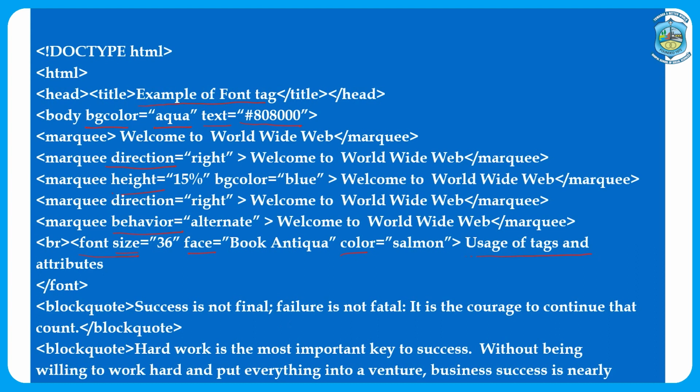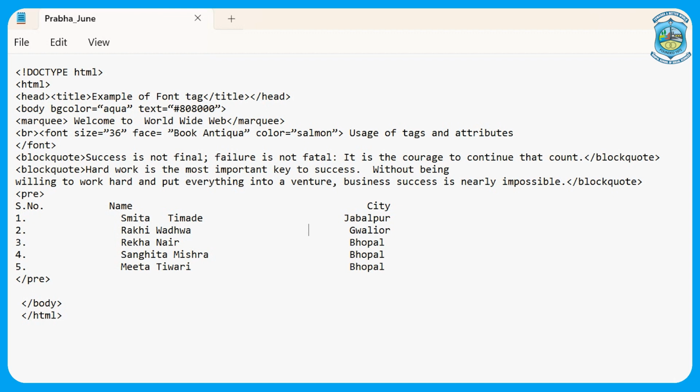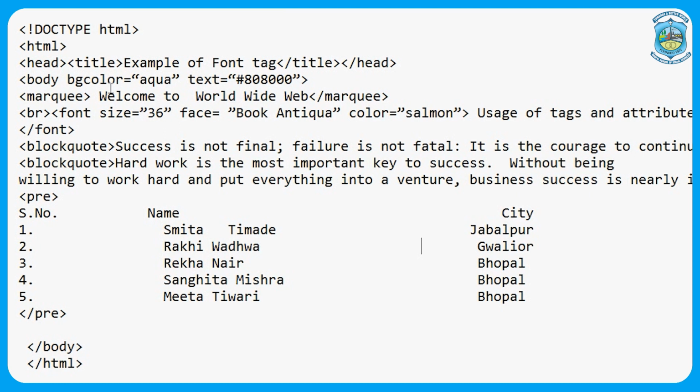Let's now see how it can be converted into a web document, and then we'll see the result. So here I have copied the entire program in Notepad. For the time being, I have kept only one statement of marquee, and these are two block quotes and font, and here is the pre tag. Let us have a look at how it will look in a web page.